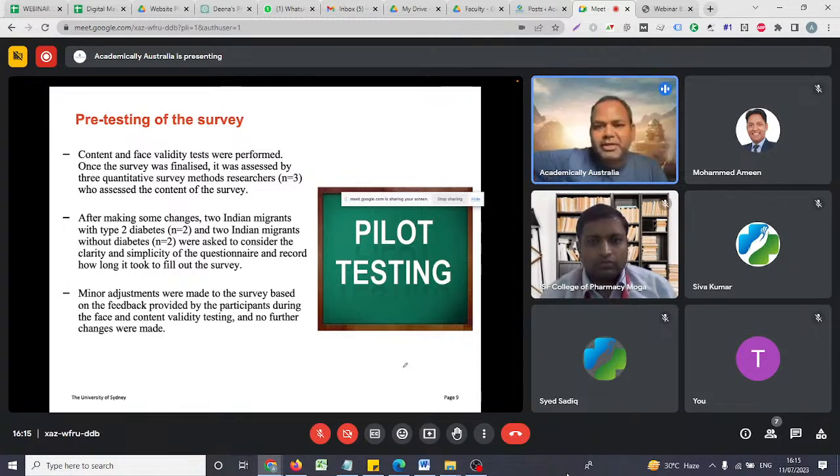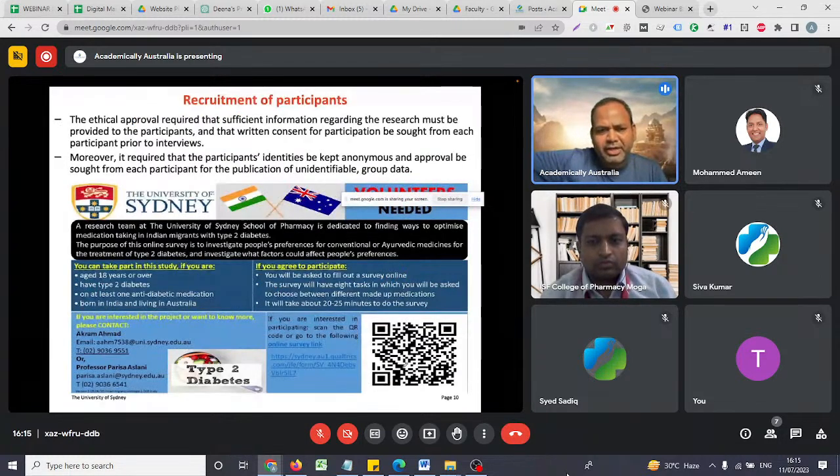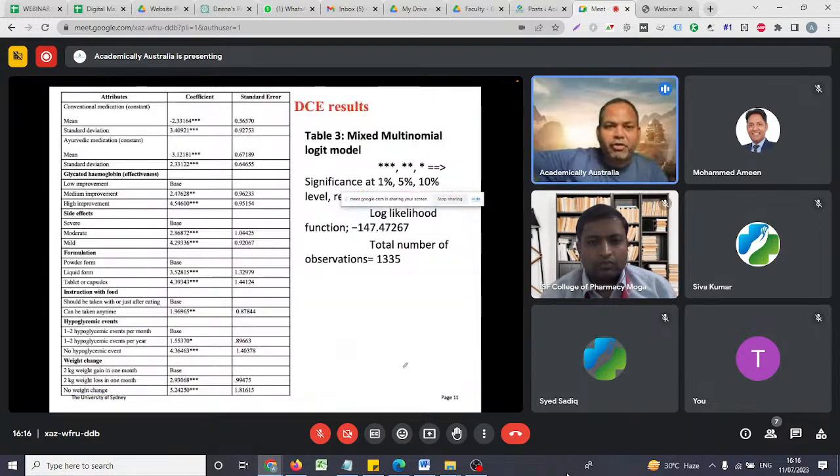Then we recruited the patients online, with a lot of advertisement on Google and Facebook, and we got a very good response, and the study was completed. It's already published. I think three or four articles are already published. So these are the results we found.